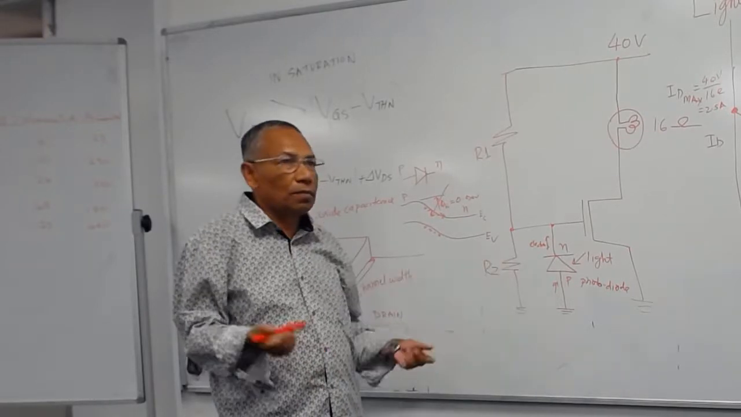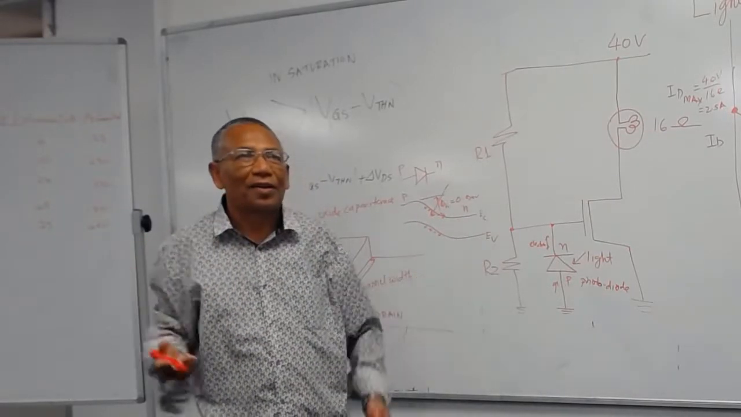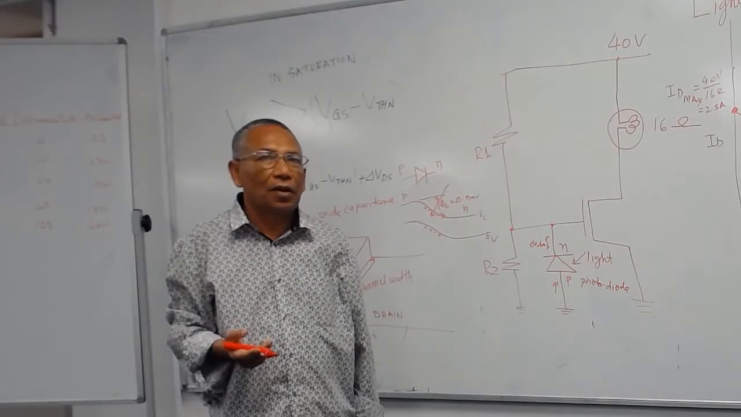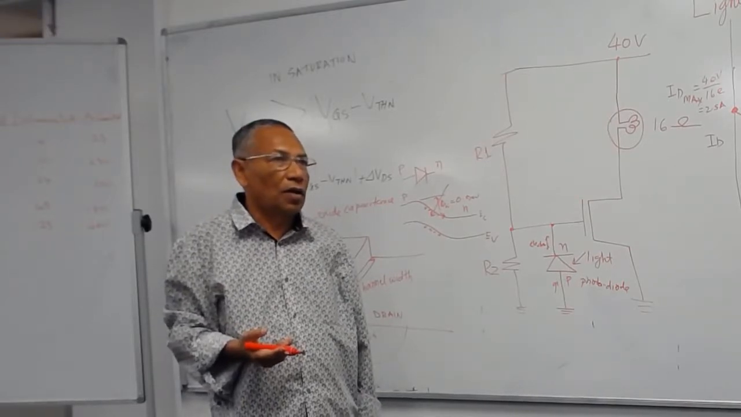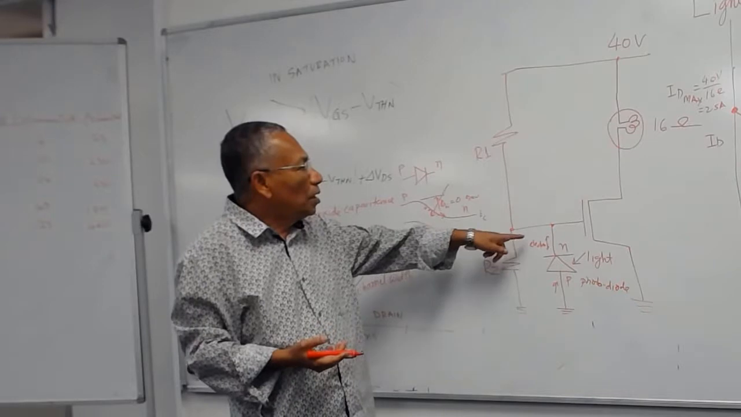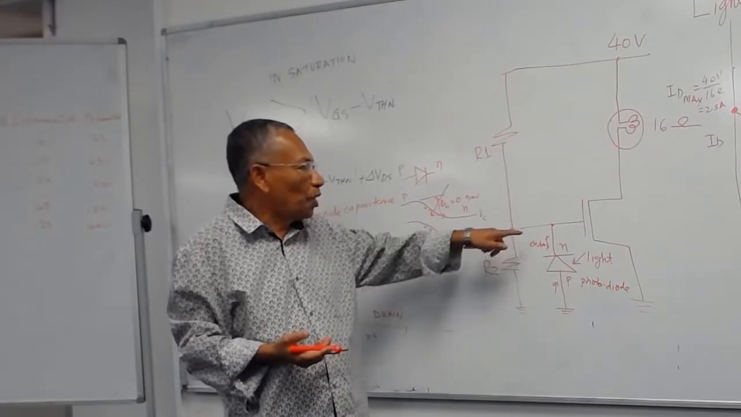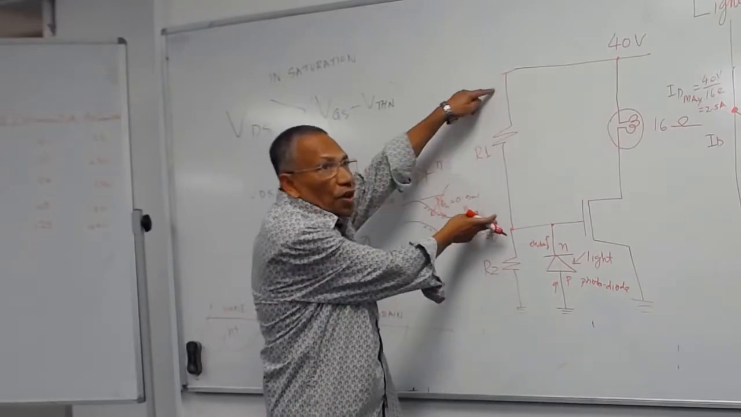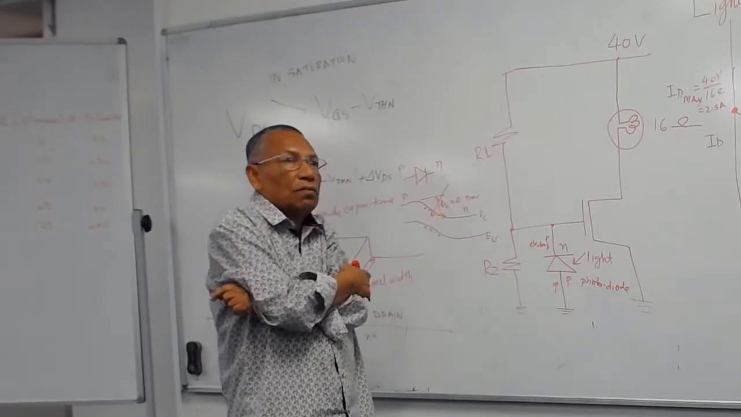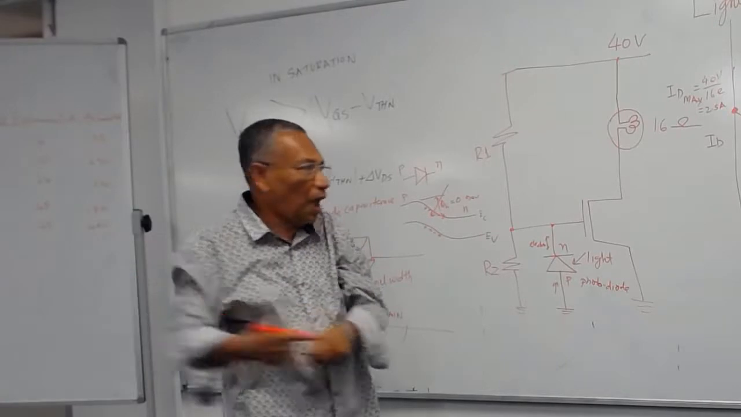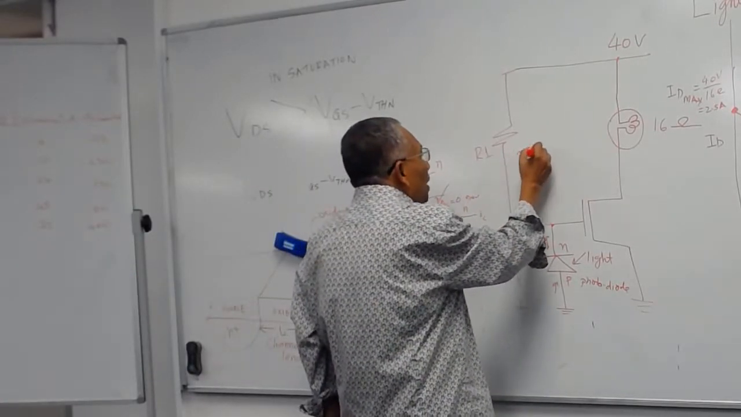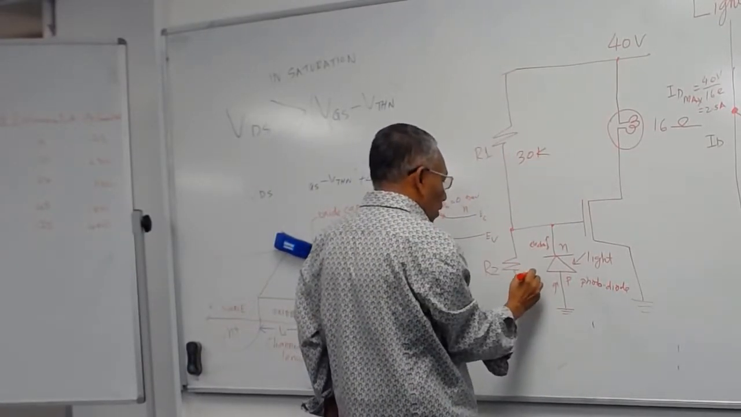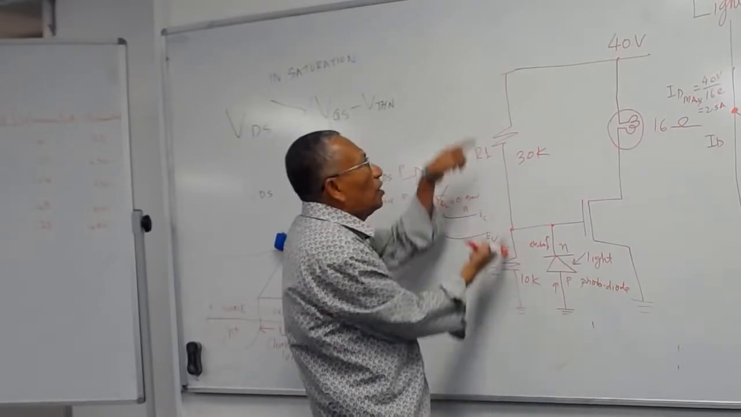2.5k in the tin can? Yeah, how much? Give me a number. You want this to be 10 volt. So you want to drop 10 volt here, you want to drop 30 volt here. How? Yeah, very good, very simple. Put 30k here, put 10k here. Then you have 10 volts here, 30 volts here.